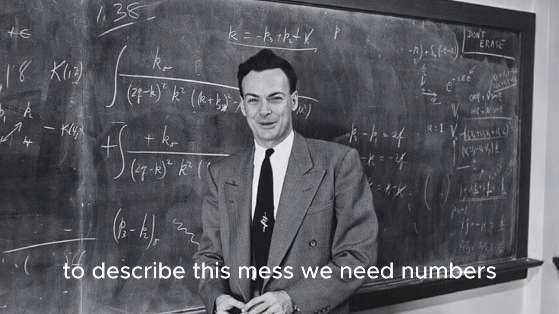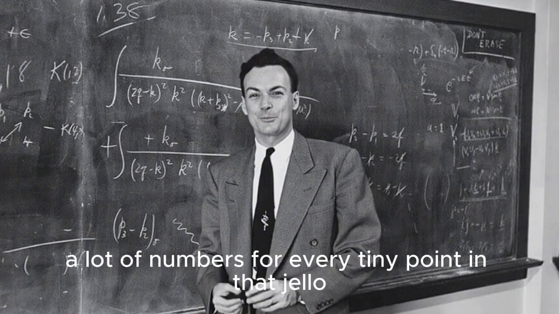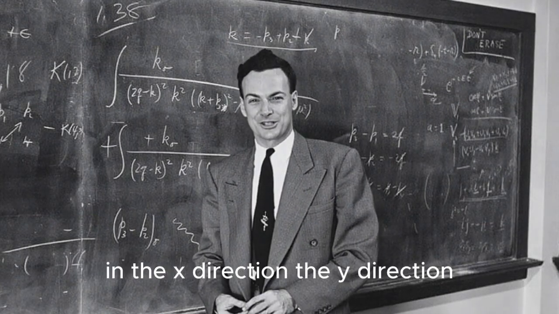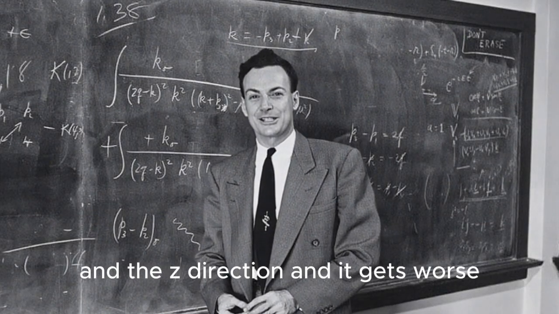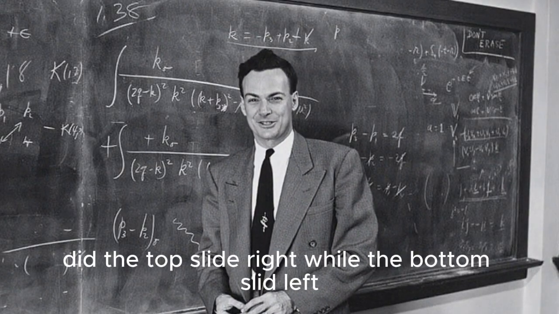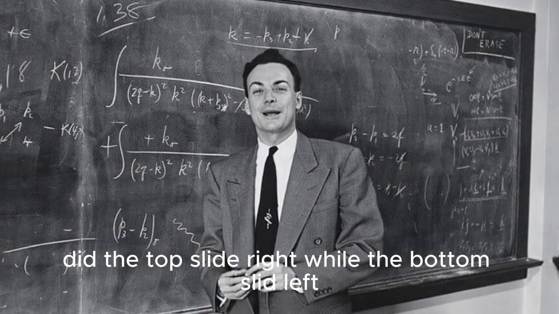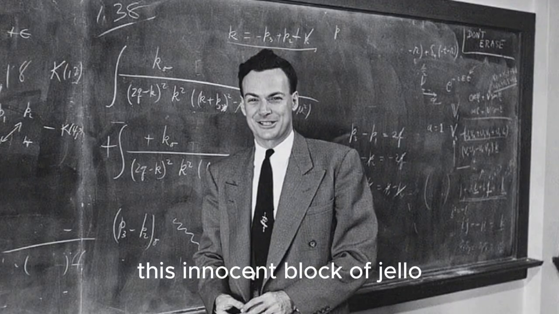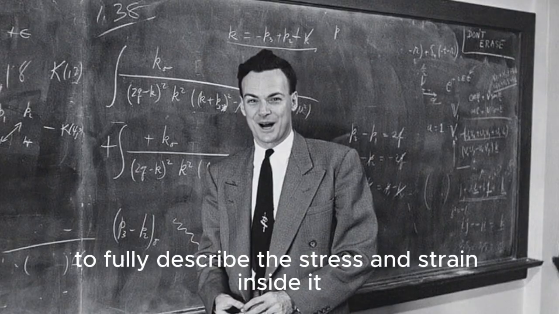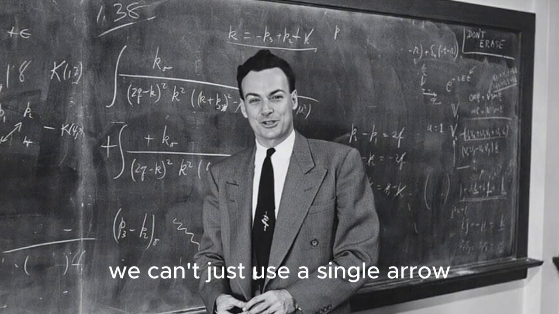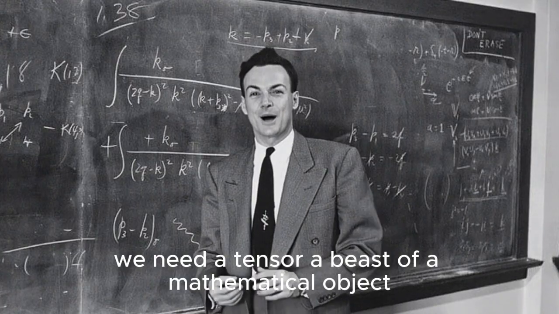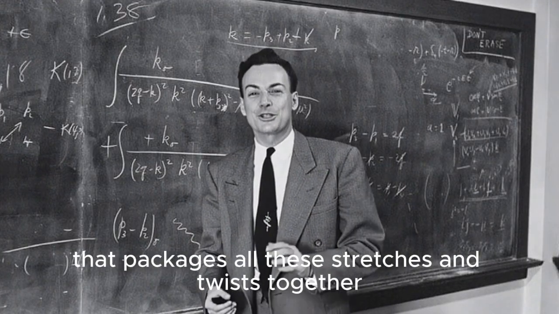To describe this mess, we need numbers, a lot of numbers. For every tiny point in that jello, we need to know how much it stretched in the x direction, the y direction, and the z direction, and it gets worse. We need to know if it twisted. Did the top slide right while the bottom slid left? That's a shear. Suddenly, this innocent block of jello is a mathematical nightmare. To fully describe the stress and strain inside it, we can't just use a single arrow. We need a tensor, a beast of a mathematical object that packages all these stretches and twists together.